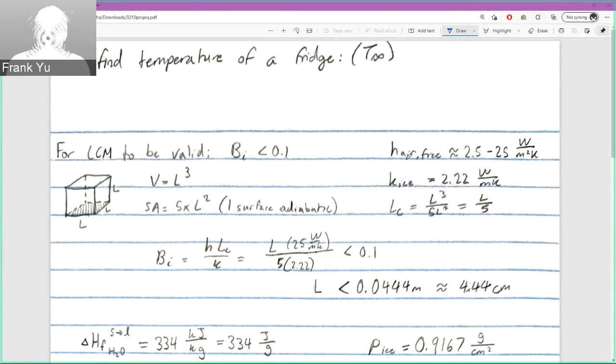Literature values of the convection constant of free convection in air is 2.5 to 25 watts per meter squared Kelvin, while the conduction constant is 2.22 watts per meter Kelvin. Using these numbers, we use the equation for the Biot number, h times the characteristic length over k, and our condition, which is the Biot number less than 0.1, to find that our L has to be less than 4.44 centimeters.